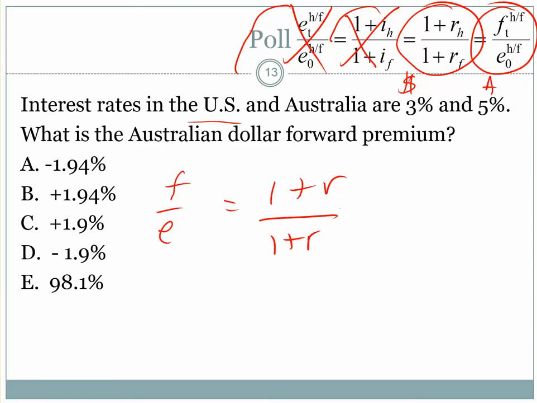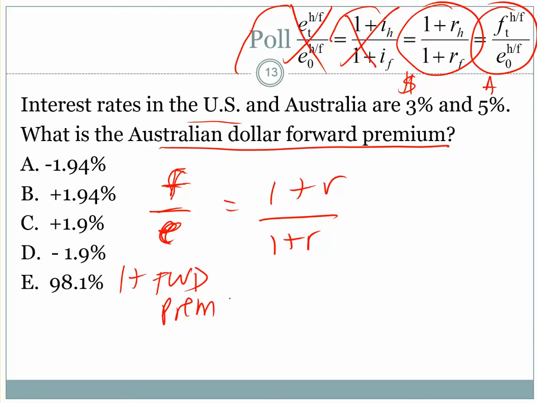Now this problem is asking, what is the Australian dollar's forward premium? Now remember from previous discussions, when you see a forward price over a spot price, say a future price over a current spot price, that is equal to 1 plus the forward premium. And we're looking for the forward premium of the Australian dollar. That's going to be equal to a ratio of interest rates.